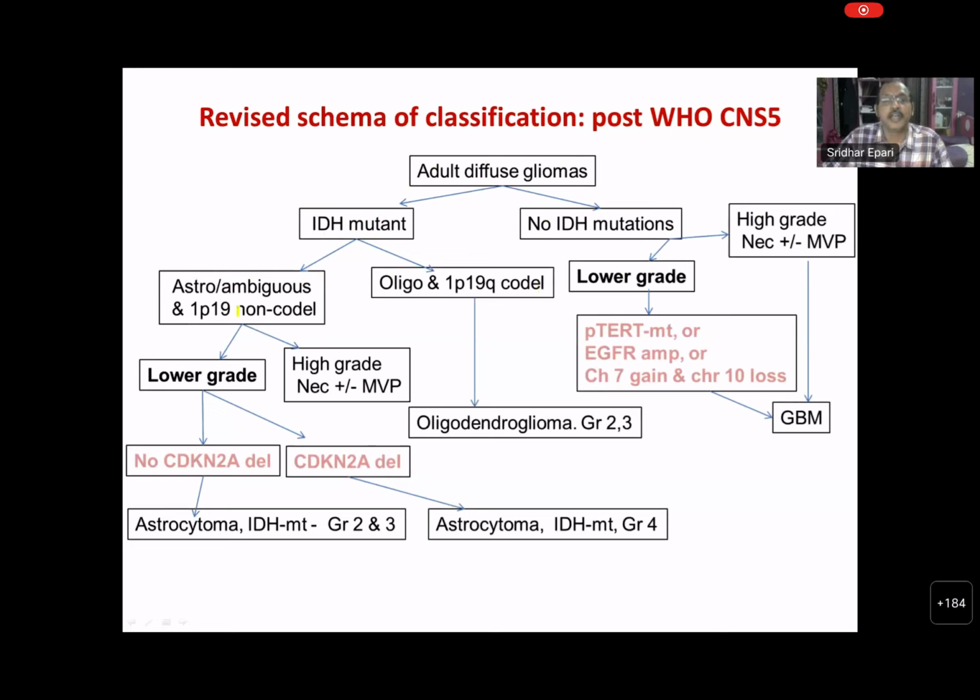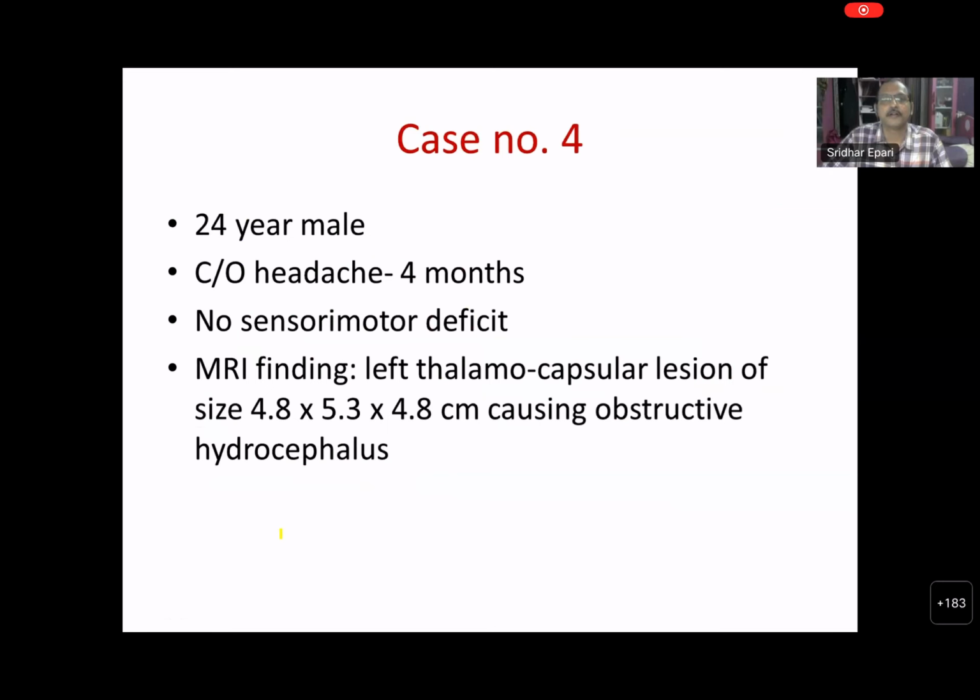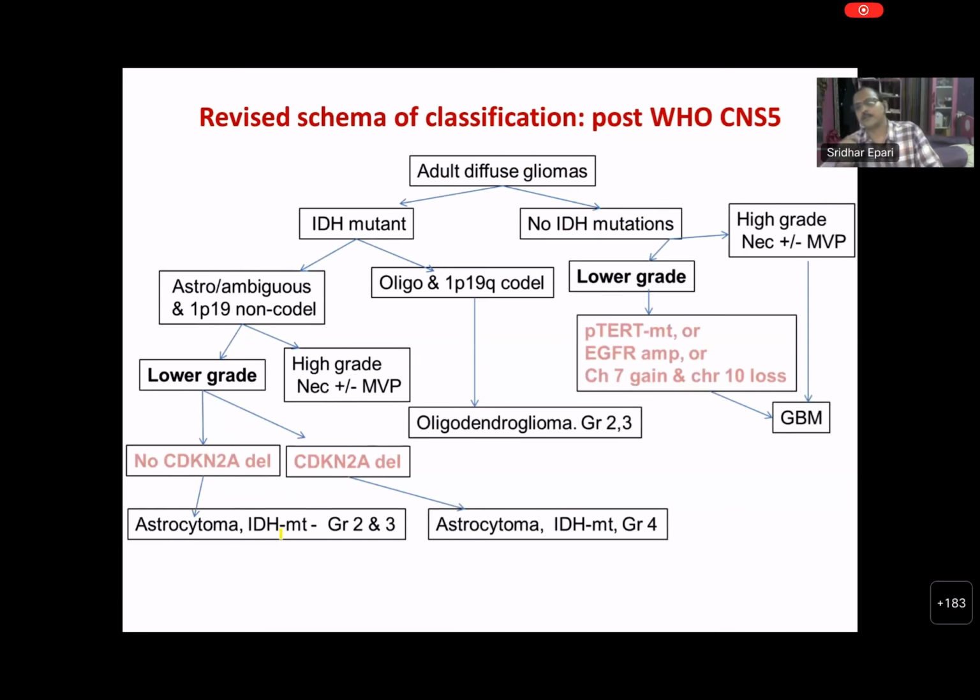based on the features. In case of IDH mutant tumors with lower grade histology, you should demonstrate CDKN2A deletion. If there is no deletion, you can call grade 2 or 3. Without information on CDKN2A deletion, you cannot call something grade 2 or grade 3. Wherever you don't have the information, you should say the grade cannot be assigned due to lack of information about CDKN2A gene status. Okay. So at this point, maybe Abhishek, you want to sum up anything about the diffuse gliomas?